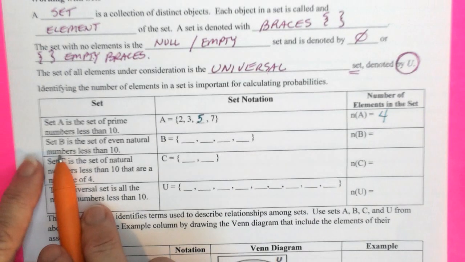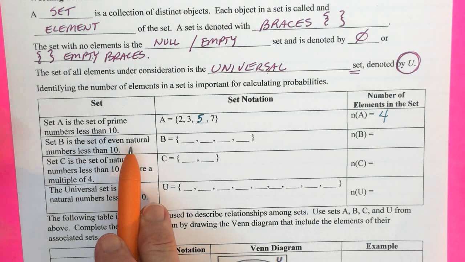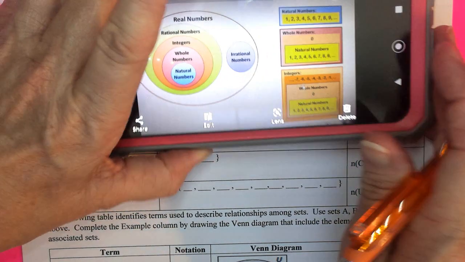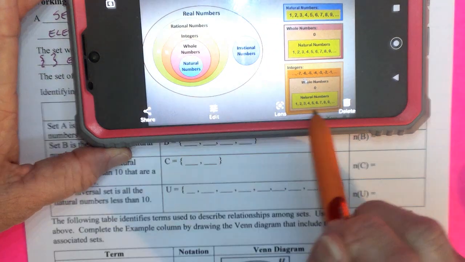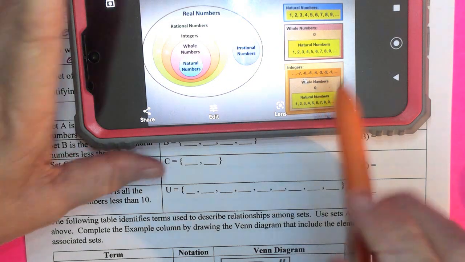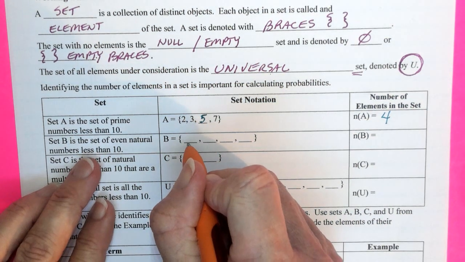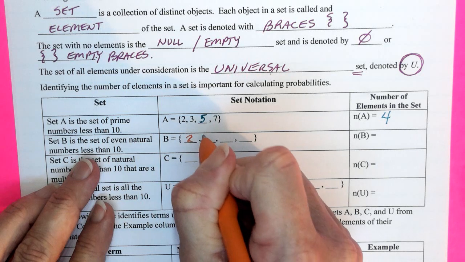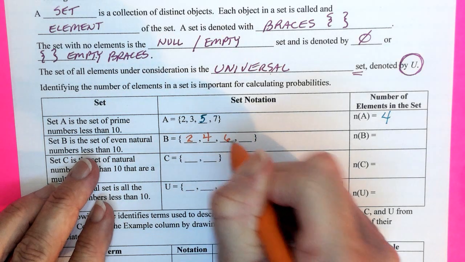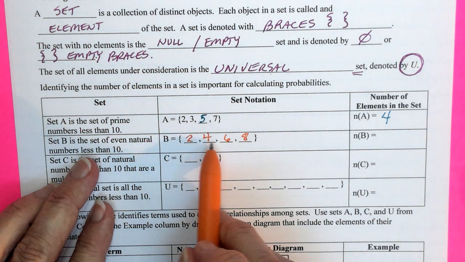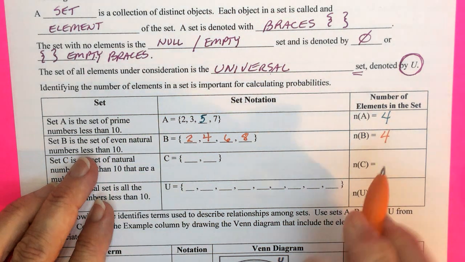Let's say that set B is a set of even natural numbers less than 10. If you need to reference your chart again about natural numbers, even numbers less than 10, you can always pause the camera and take a look. So we're going to put 2, 4, 6, 8, and again 1, 2, 3, 4 elements in set B.